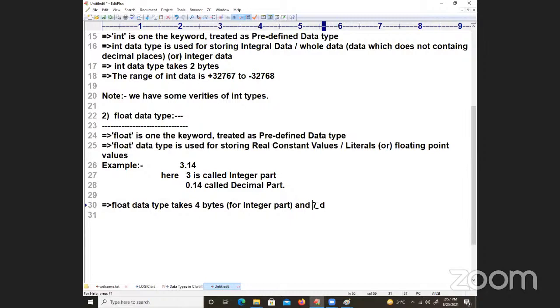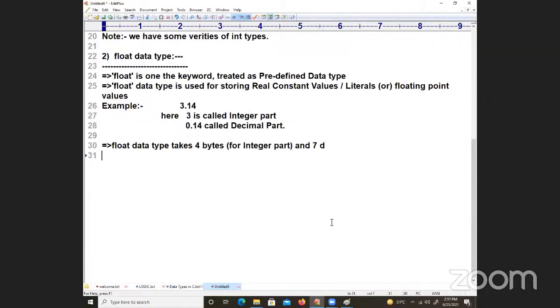It is one of the IEEE calculations. 7 decimal places. This is called the decimal range, and this is called the integer part range. Decimal places also will be there, that is, 7 decimal places will be taken. Java people also follow 7 decimal places only. Some of my Java students are also there.